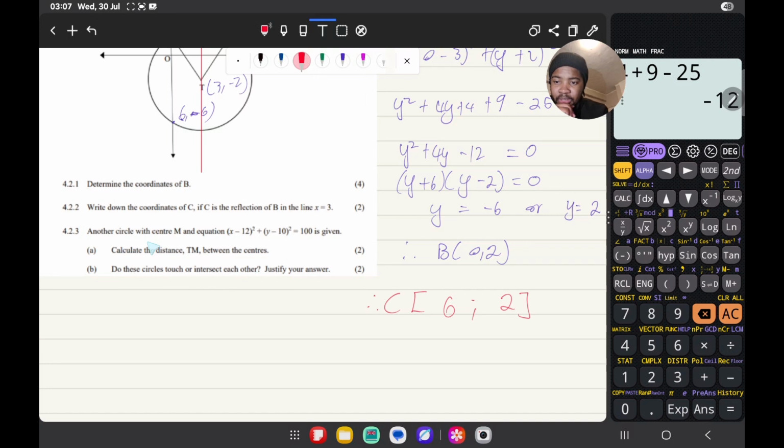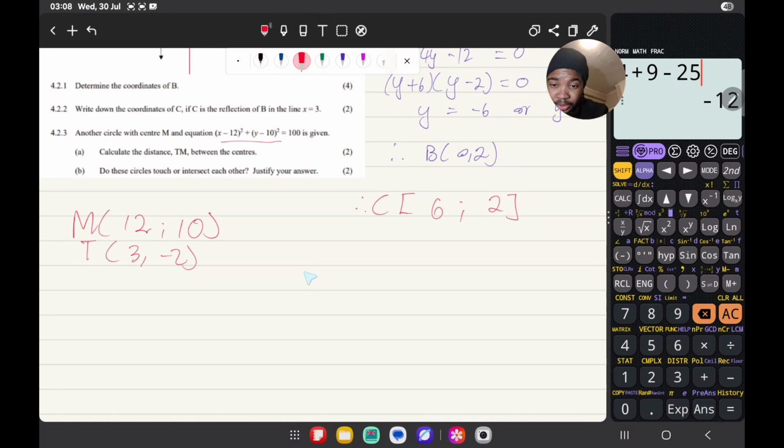Cool. Another circle with center M and the equation, right? We already know what center M is. It's of course 12, so M is 12 and 10, right? So it's given. They'll calculate the distance TM. So this is M, this is T, which is 3 minus 2, and for the distance TM, you see exactly what I meant. They gave it 2 marks for the distance formula.